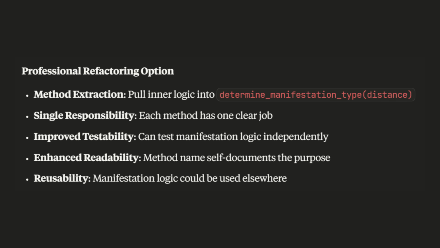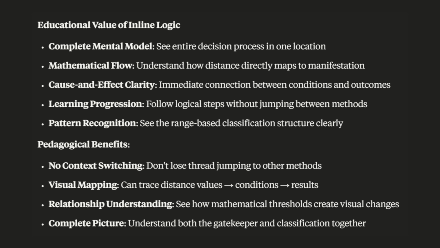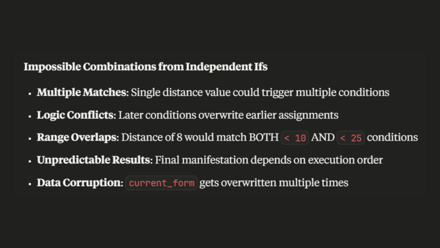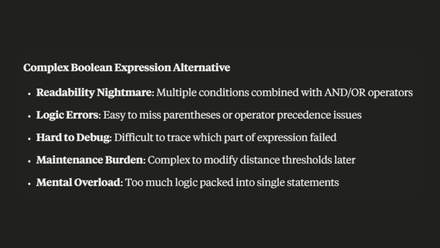In professional code, you might refactor this by extracting the inner logic into a separate method like determine manifestation type with distance as the argument or parameter. That would make testing easier and reduce nesting. But for learning purposes, seeing the complete logic flow in one place helps you understand mathematical relationships between distance and manifestation. The alternative approaches would be either multiple independent if statements, which could allow impossible combinations, or complex Boolean expressions, which would be harder to read.